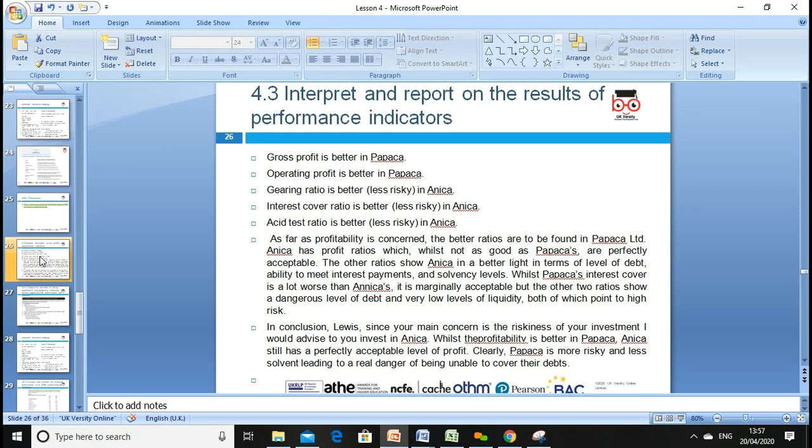If you take higher risk, you can earn a higher return. But keeping in view that the main concern is the riskiness of your investment, I would suggest investing in Anika. There is still profit there, but less profit than Papika. So lower risk means lower profit. If we can quantify the risk, we can look around in this case. Based on these ratios, I suggest going for Anika.